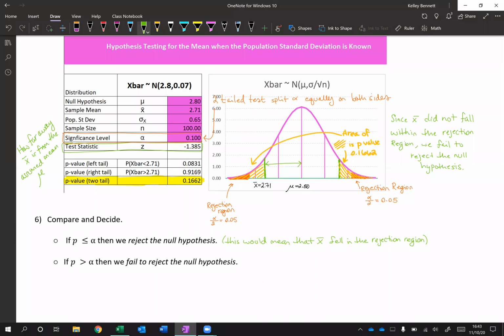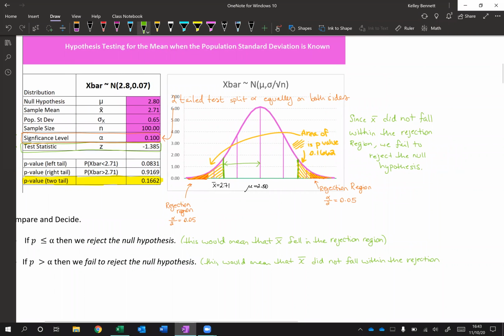And if p was greater than alpha, then we would fail to reject the null hypothesis. This would mean that X bar did not fall within the rejection region. So that's really all you want to do.